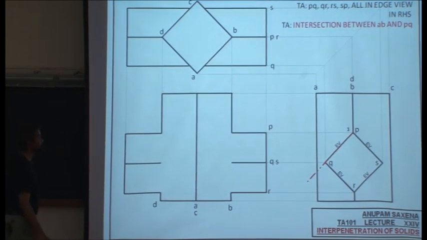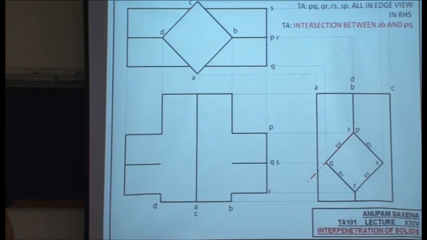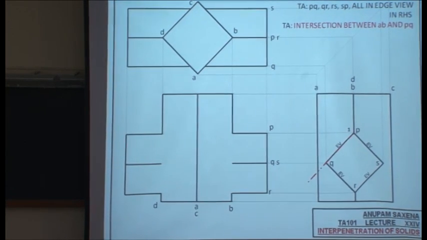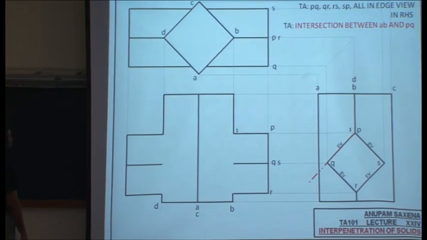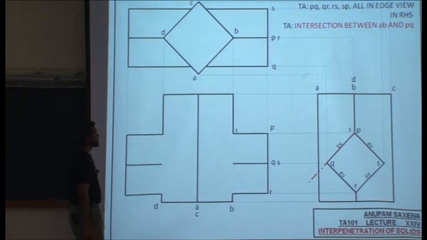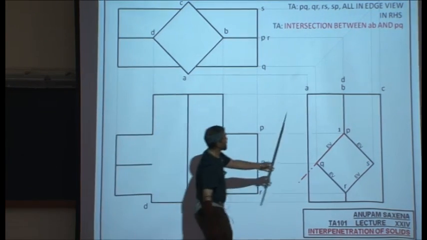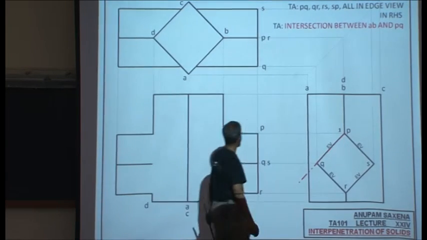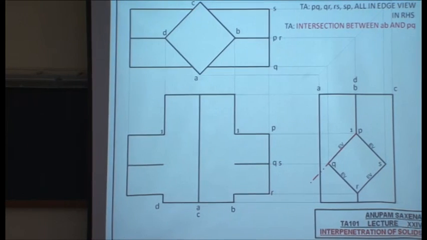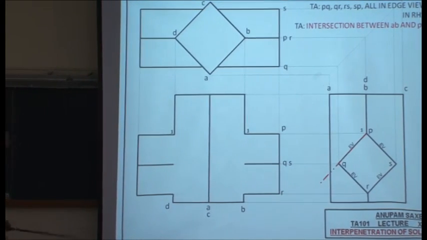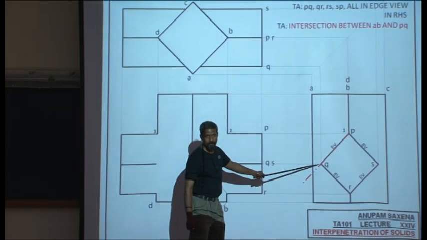A and... do not miss any intersection point. A and... would it be A? B and D, right? So one point is here, the second point is here. All right. Now the intersection corresponding to this point will not be obvious.